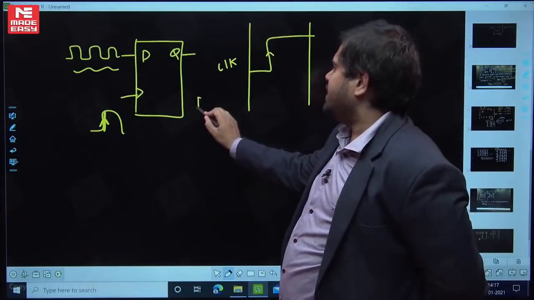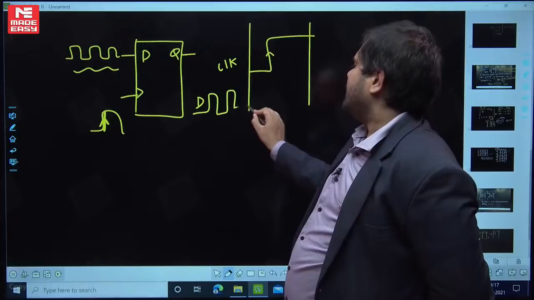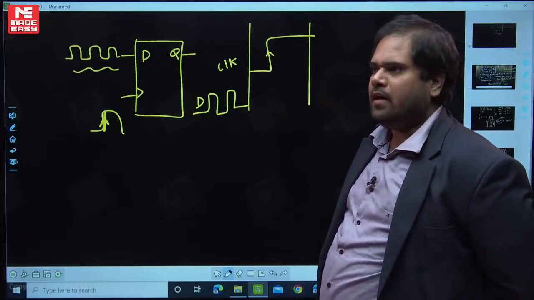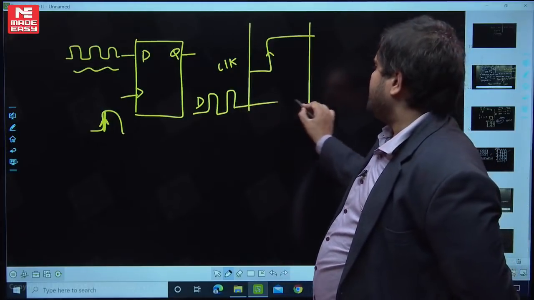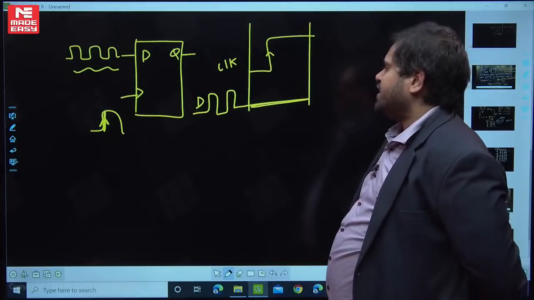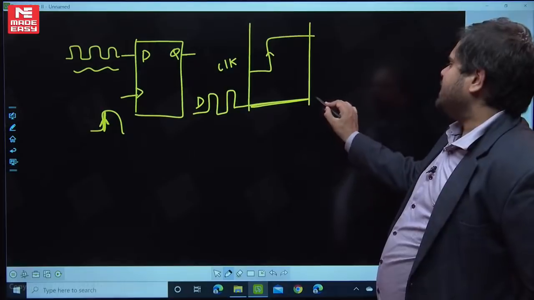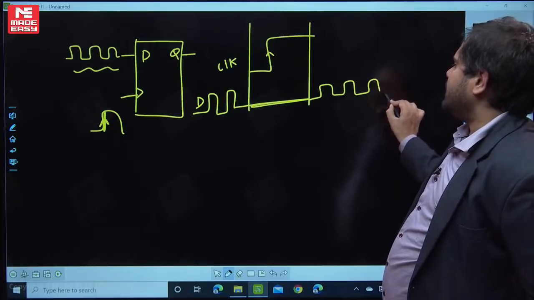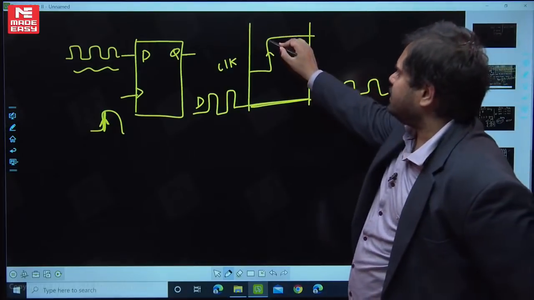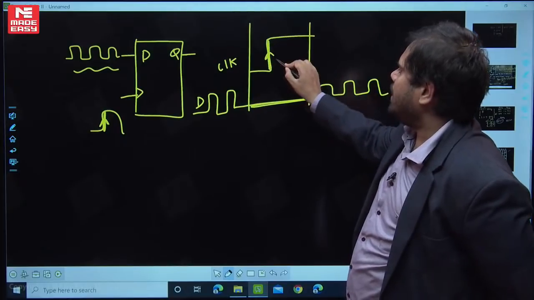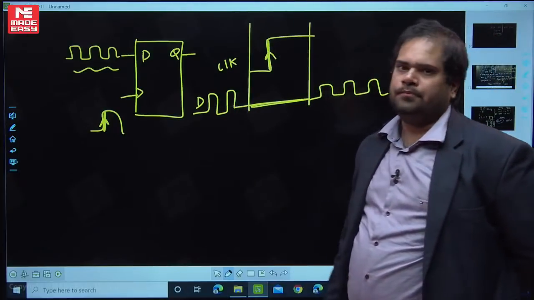My D input can change here, my D input can change here, but it should get stable here. Okay? So in this region my input should not change, please understand. Clear? After that again it can change. So that is the concept. During the clock transition, my inputs should be stable.